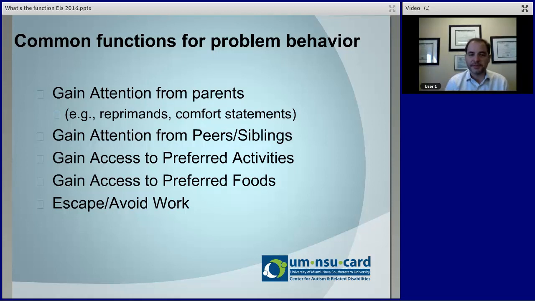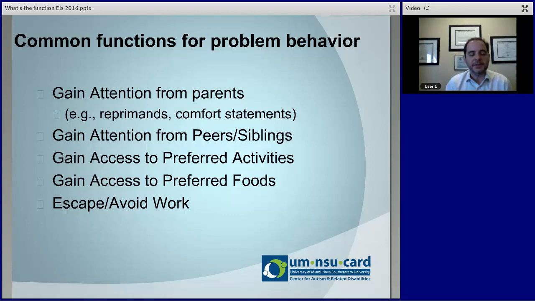And I think this one is fairly straightforward. You want some food, you want some item, you want candy, M&Ms, chips, whatever it might be. Someone tells you no, and then you engage in some problem behavior and you persist until that person probably gives in and gives you the preferred food.